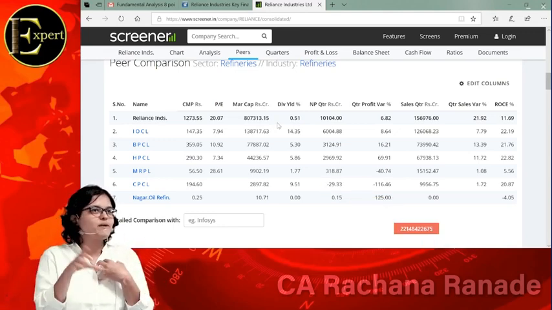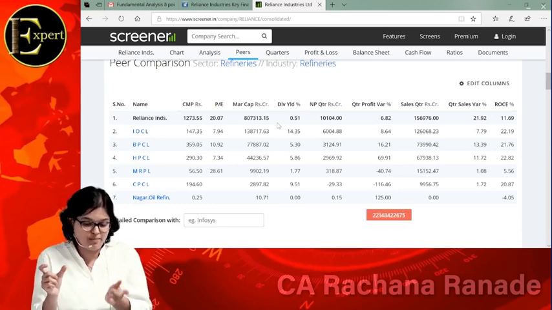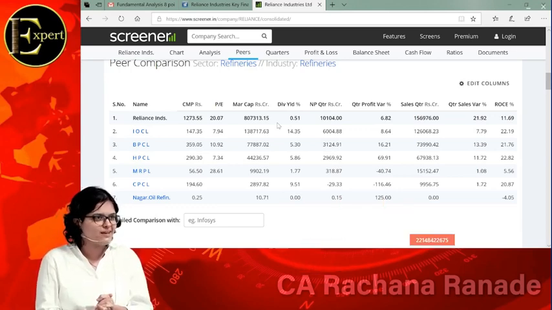Because how will I buy out the company? Number of shares multiplied by market price per share. That's the market capitalization. Is this okay?